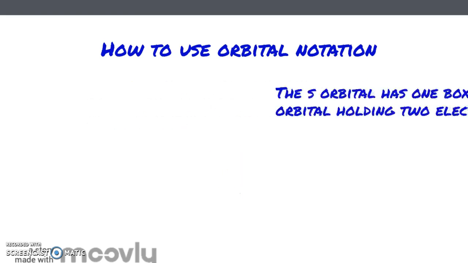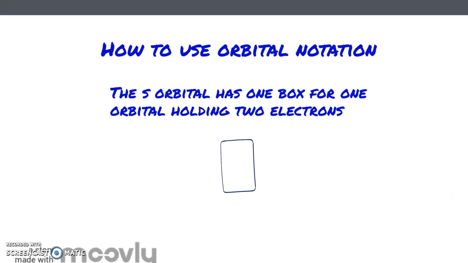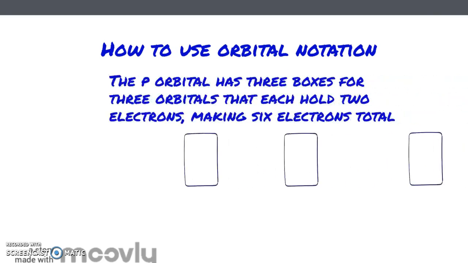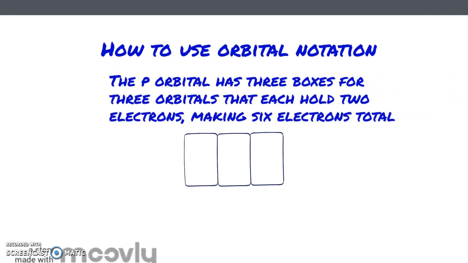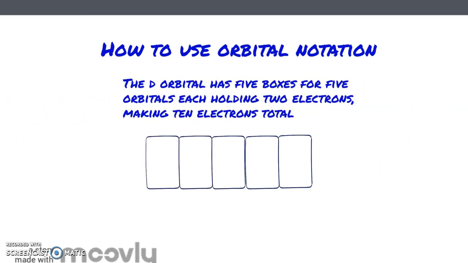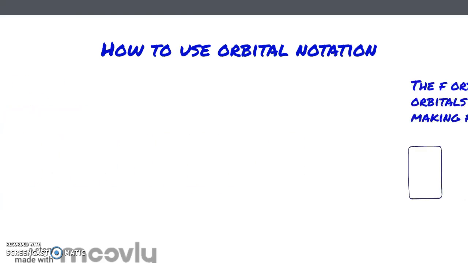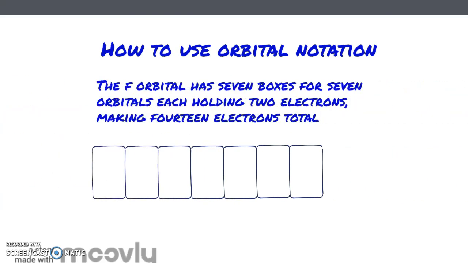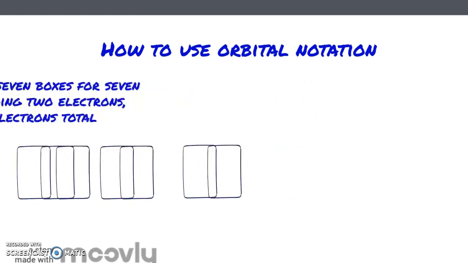The s orbital has 1 box for 1 orbital holding 2 electrons. The p orbital has 3 boxes for 3 orbitals that each hold 2 electrons, making 6 electrons total. The d orbital has 5 boxes for 5 orbitals, each holding 2 electrons, making 10 electrons total. And the f orbital has 7 boxes for 7 orbitals, making 14 electrons total, with each orbital holding 2 electrons.